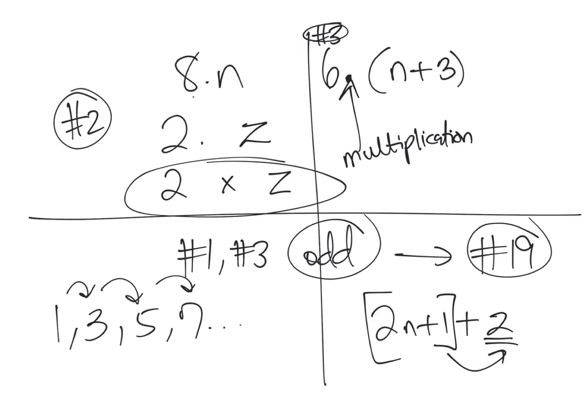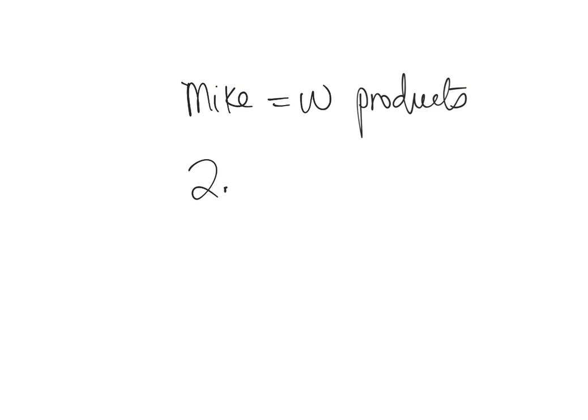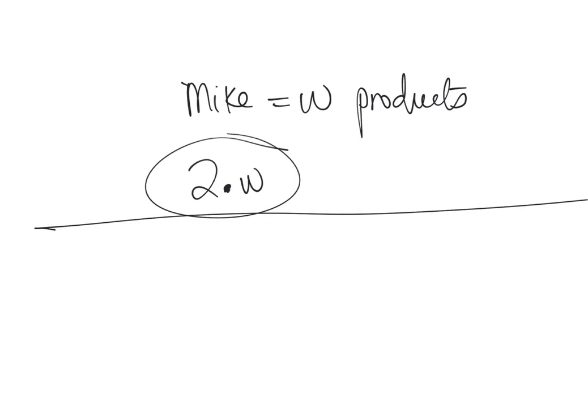Number 25 says Steve sells twice as many products as Mike. Choose a variable and write an expression for each man's sales. So one sold twice as much as the other, right? If Mike sold W products, and Steve sold twice as many, that would be 2 times W. So that's what you would get for the conversion from words to an expression.